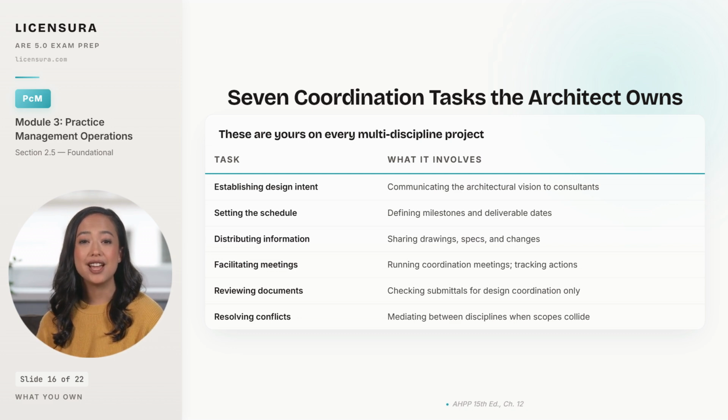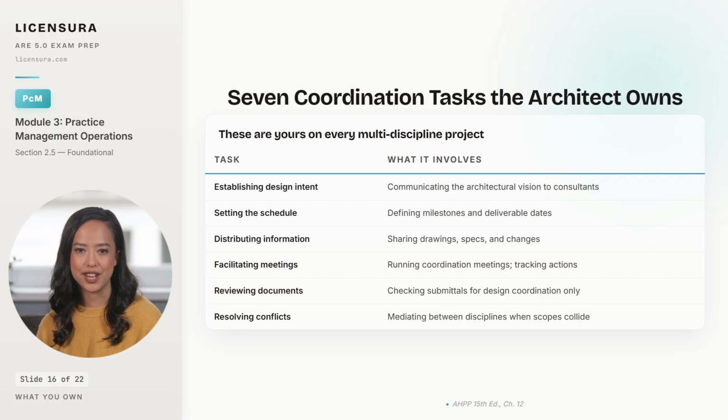Distributing information is the mechanical task of making sure the latest drawings, specs, and changes reach every consultant who needs them. Missed distribution is one of the most common sources of construction phase rework. Facilitating meetings means running the coordination meeting and tracking action items afterward, because a meeting without follow-up is just a status update. Reviewing consultant documents means checking for design coordination, that the structural grid lines up with the architectural plan, that the mechanical room is sized for the equipment, not verifying the engineering itself.